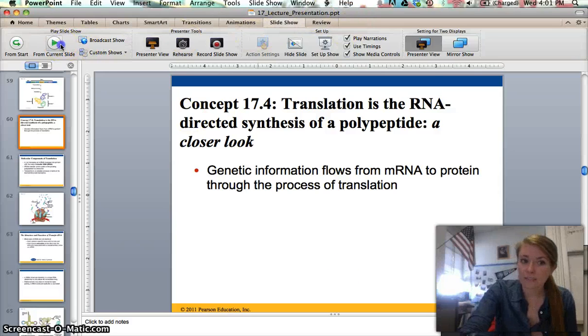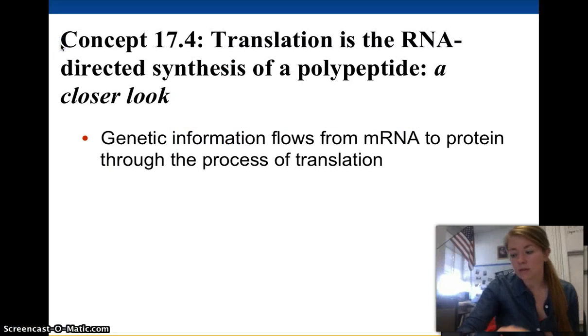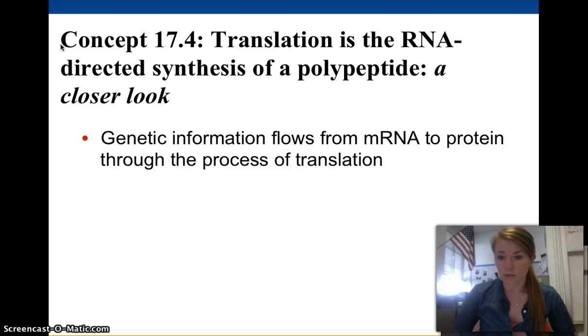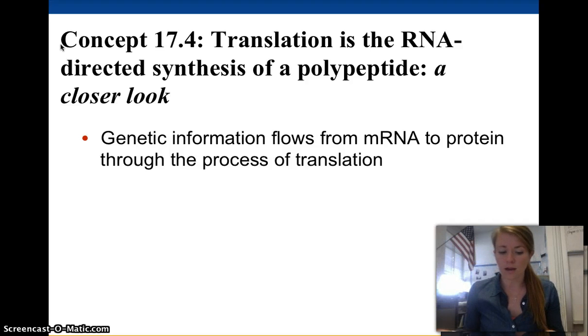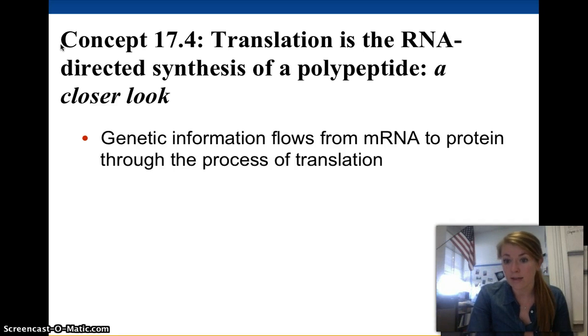Okay, so at the end of 17.3, we made our mature mRNAs. They were built during transcription in the nucleus, and then they underwent mRNA processing, either the adding of the 5' cap, poly A tail at the 3' end, and any splicing that's going to happen. And now they're ready to be translated.